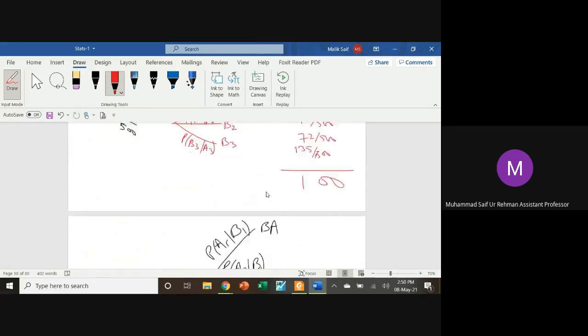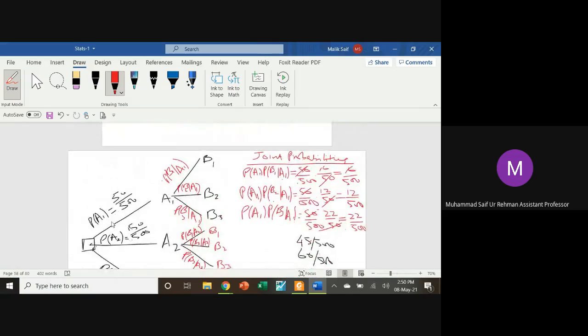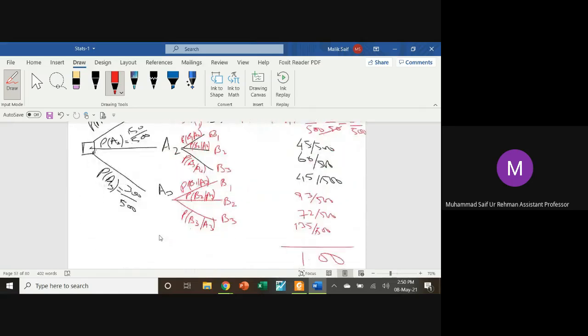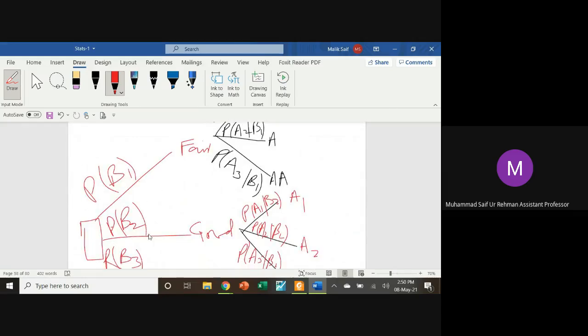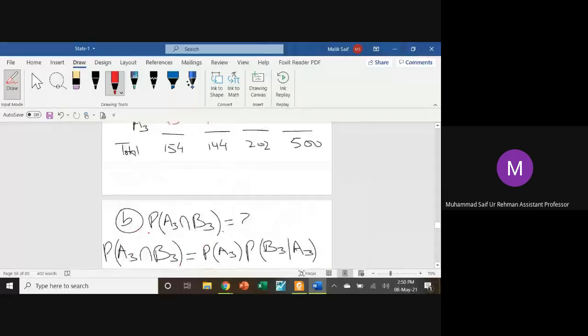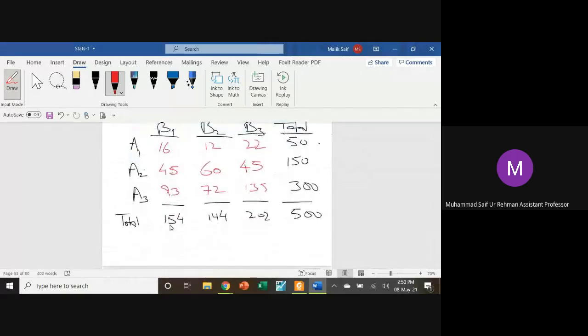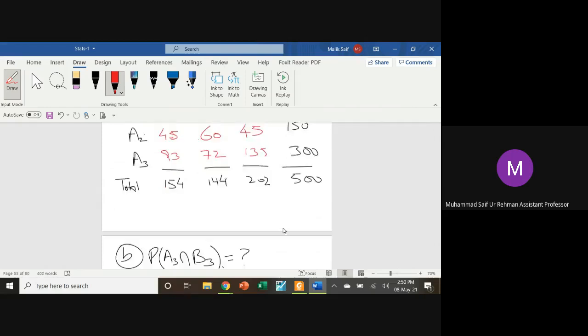So now, as I have multiplied the initial probabilities or the prior probabilities and the conditional probabilities to get the giant probability, you can simply find out the values and multiply. So 50, 150, and 500. What will be the value in this case? Probability of B1, B2, B3. Probability of B1 you can see from here. What is the sum for this? 154. Total 500. So 154 divided by 500. B2 144 divided by 500. B3 202 divided by 500.